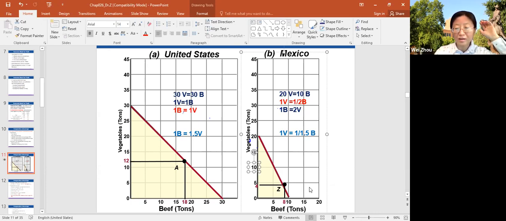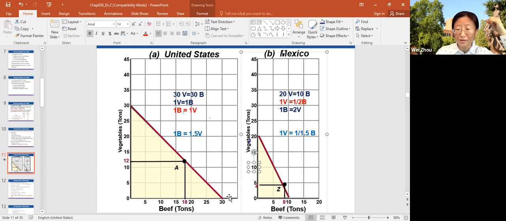Without any further explanation, just from these two charts, you notice one thing. The US can produce more vegetable, because with all resources producing vegetable it is 30. Mexico, with all resources producing vegetable, is only 20. So in that case, we can see the US has an absolute advantage in making vegetable. So it's more productive or more efficient at making vegetable.